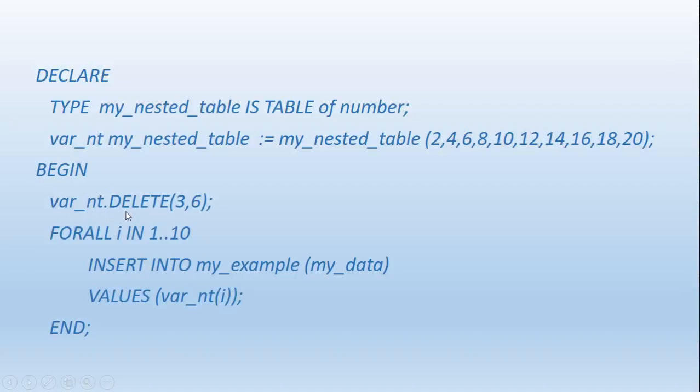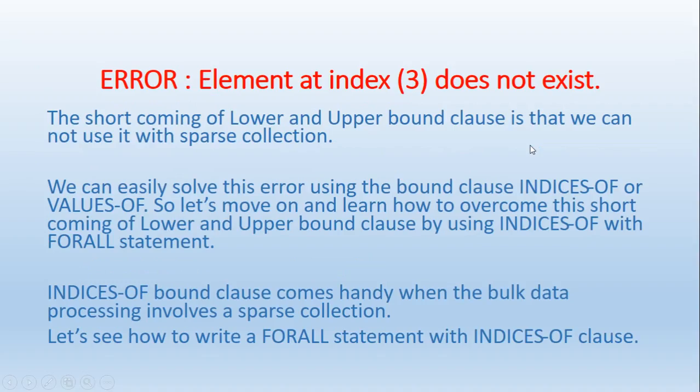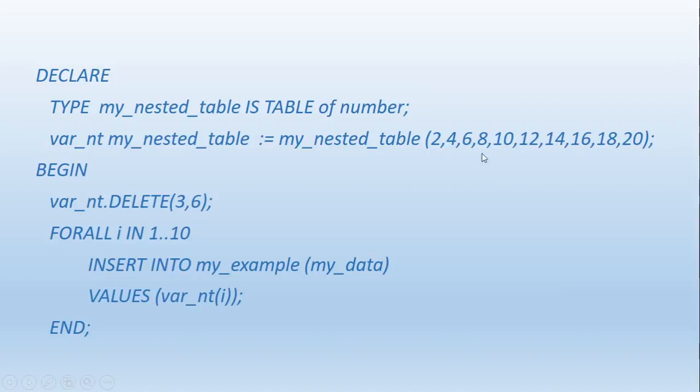Then in the begin section, I have deleted some elements using the var_nt.delete keyword. This command is going to delete all the elements from index number 3 to index number 6. So as you can see, 1, 2, 3, from here it starts deleting the elements, and 3, 4, 5, 6. From here to here it will delete all the elements, and so we will have only 2, 4 and then 14, 16, 18 and 20. This is going to be the rest of the elements in our collection.